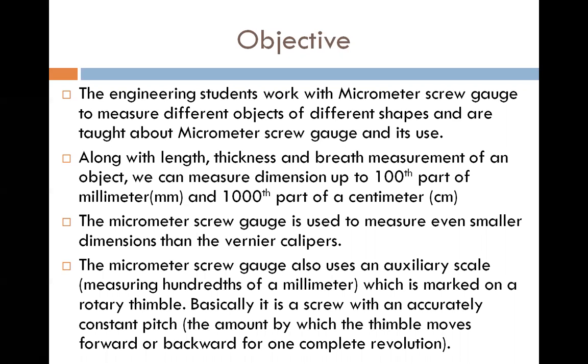Basically, micrometer screw uses an auxiliary scale. There are about 100 parts of a millimeter on it. The auxiliary scale can measure up to 100 parts of a millimeter. So this is very important. You can go to the very small measurement of an object.